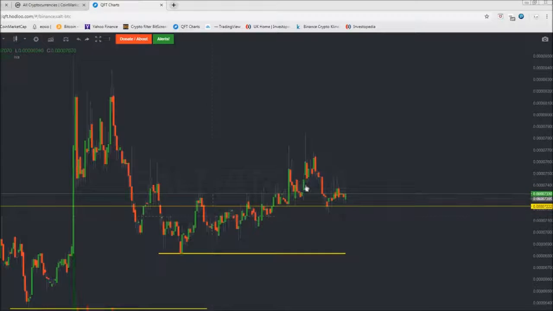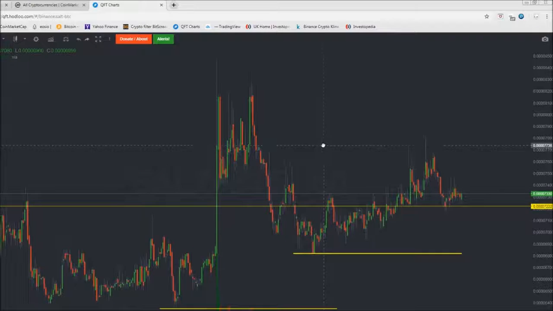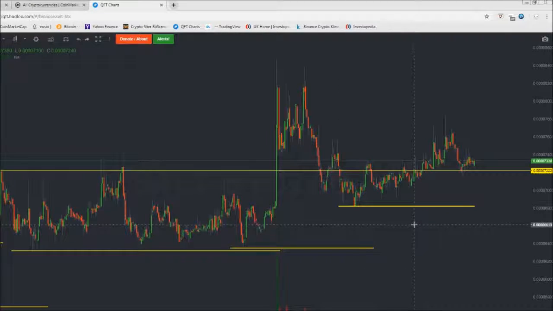Once I've done that, then I've got my floor, and I'm looking for my ceiling now. If the price drops below that, if I hold any altcoins that I bought down here, I need to make sure I sell that coin, because if it drops below that line, it's then going to start falling towards the next floor, and the next floor is going to be quite a lot further down.